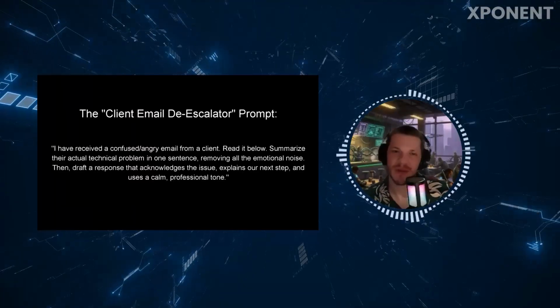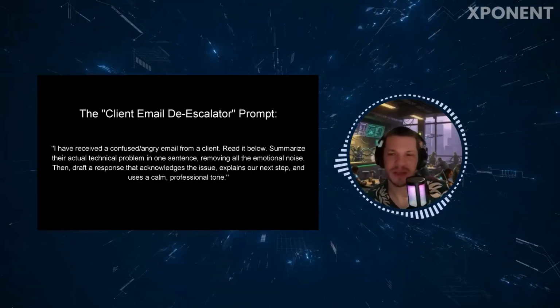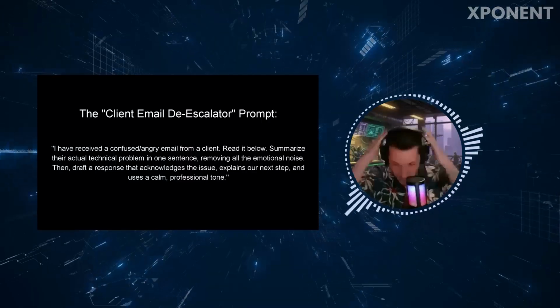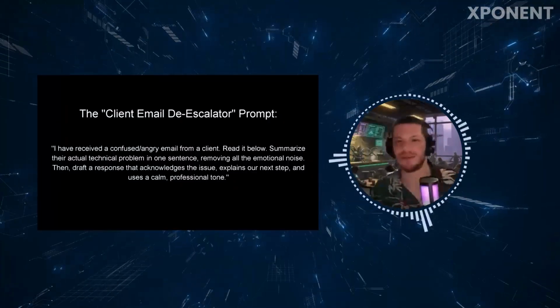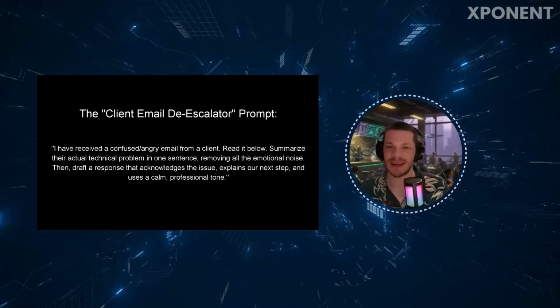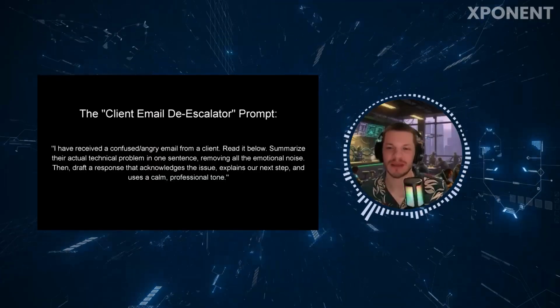I usually tweak the emails that I get it to generate for me, depending how angry the person is. But this is a good starting point. If you're like panicking, just run this prompt, and the AI is going to take like a minute or two to generate it, so you can do some breathing exercises in the meantime.